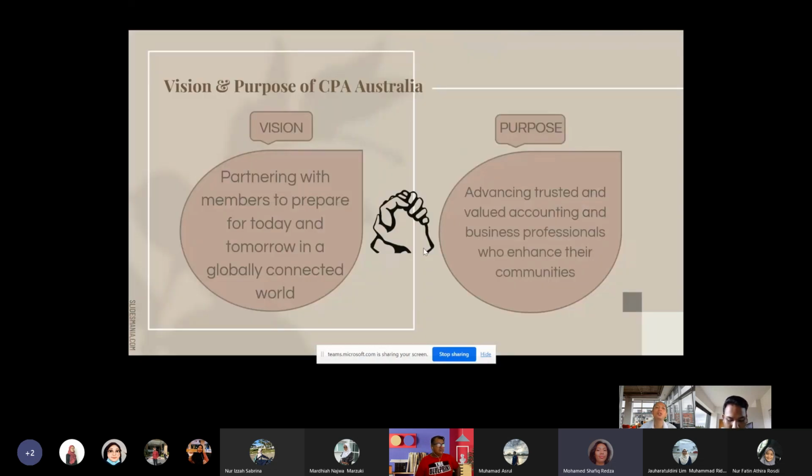So the vision and the purpose of CPA Australia: the vision is partnering with members to prepare for today and tomorrow in the world. The purpose is to make advancing, trusted, and valued accounting and business professionals and enhance their communities.